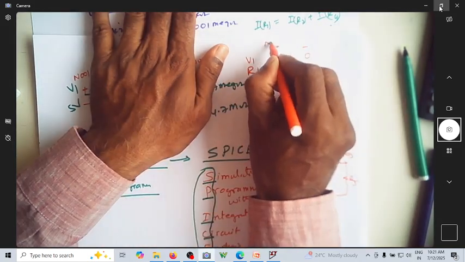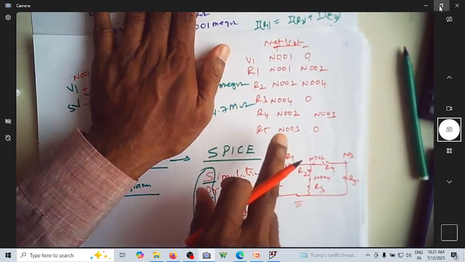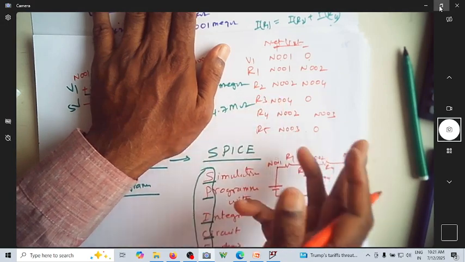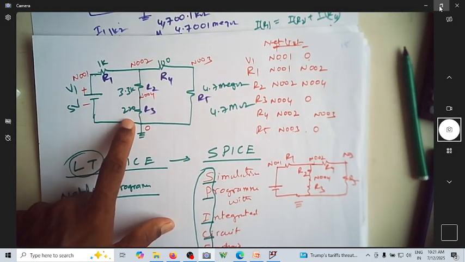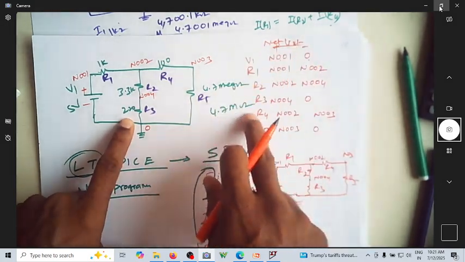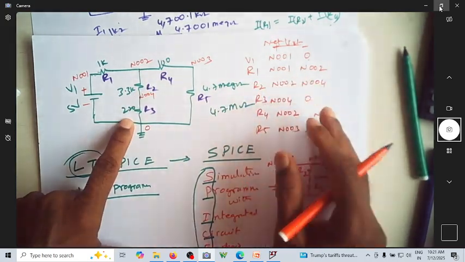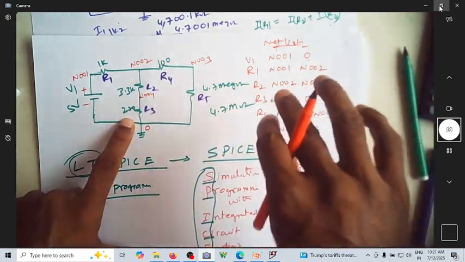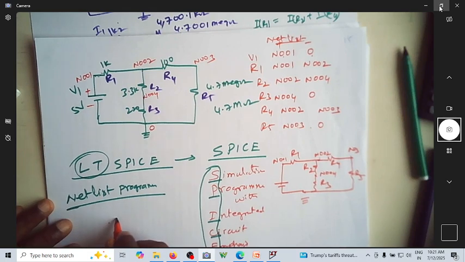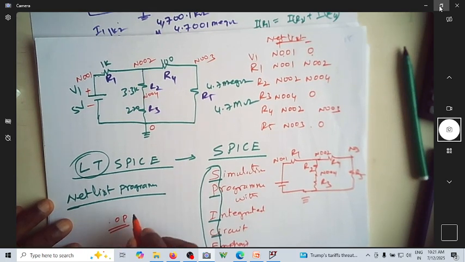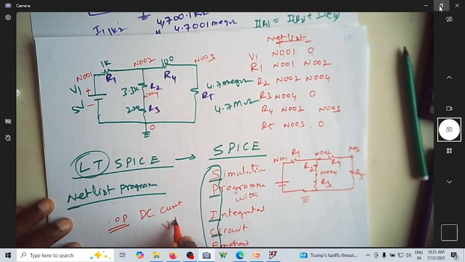So this is called a netlist. We have written the circuit diagram looking at the netlist. Actually, what LTspice does is, we write the circuit and it creates the netlist. For this netlist, it will do an analysis. The analysis that will be done is .op, which is nothing but DC current and voltage analysis.